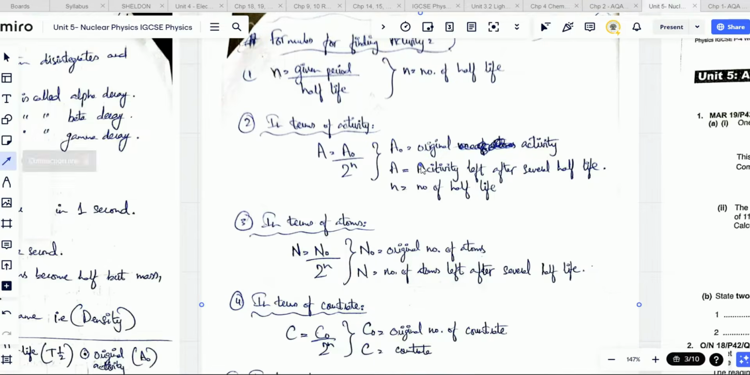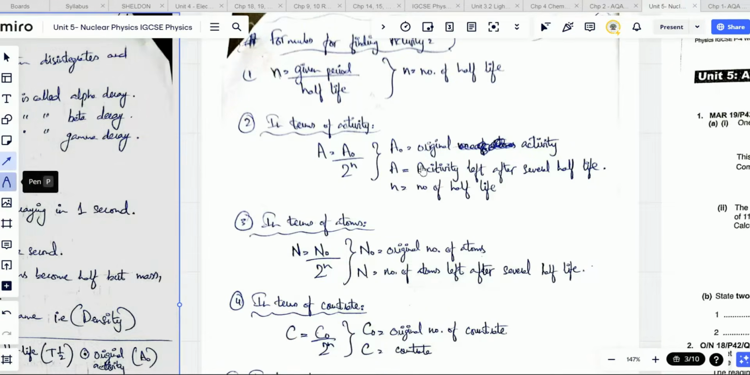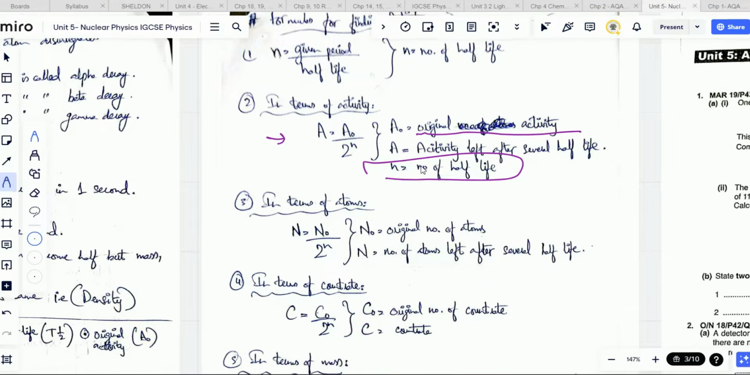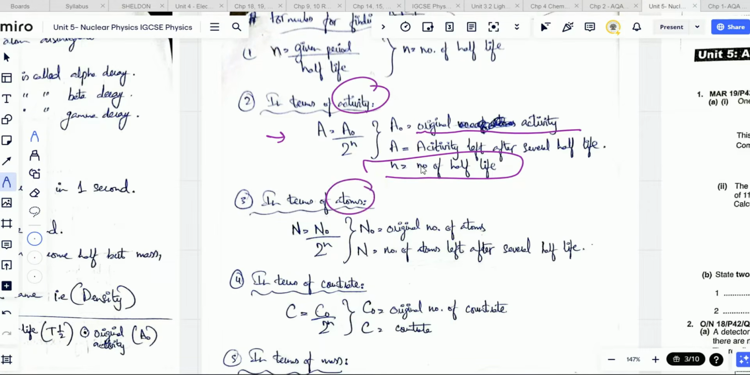It says A is equal to A naught upon 2 to the power n, where A naught is the original activity that would be provided in the question. n would be the number of half-lives that we find out, and we put it as a power of 2, and when we solve this we'll get the activity left after several half-lives. This is a general formula. They would just be changing the words from activity to atoms, from atoms to count rate. The whole logic is the same for all of them. Everywhere you would be dividing the original activity, atoms or count rate by 2 to the power of n, where n would always be the number of half-lives.